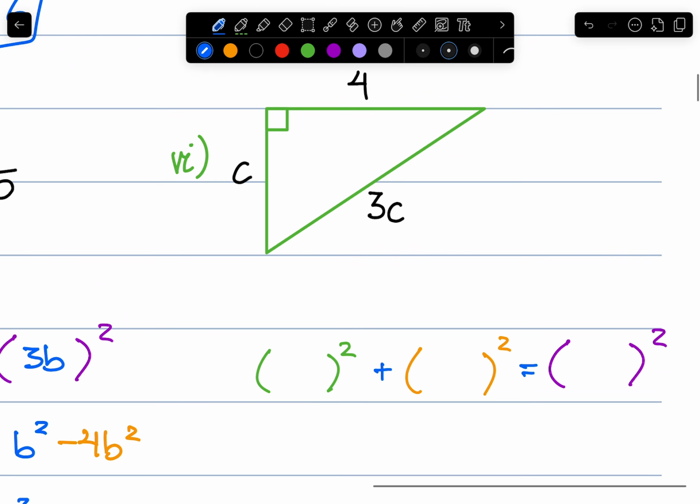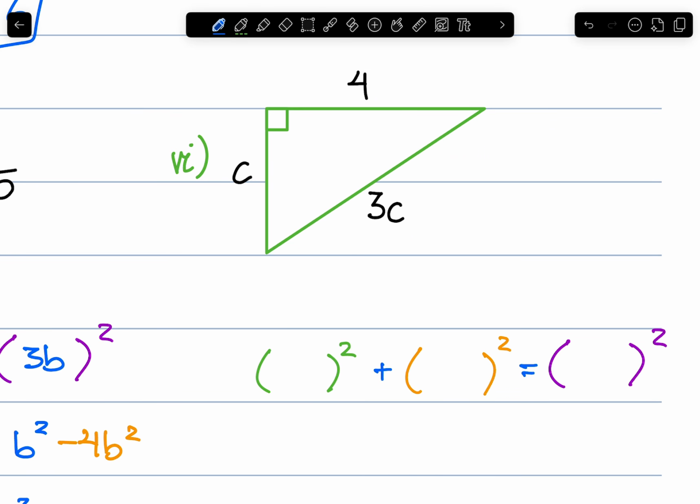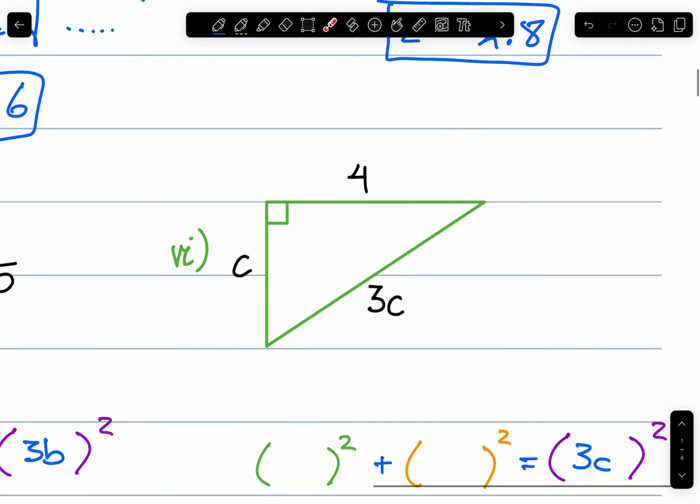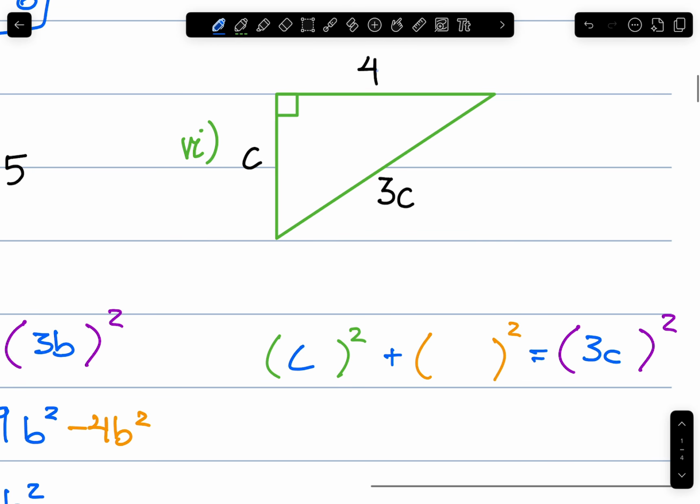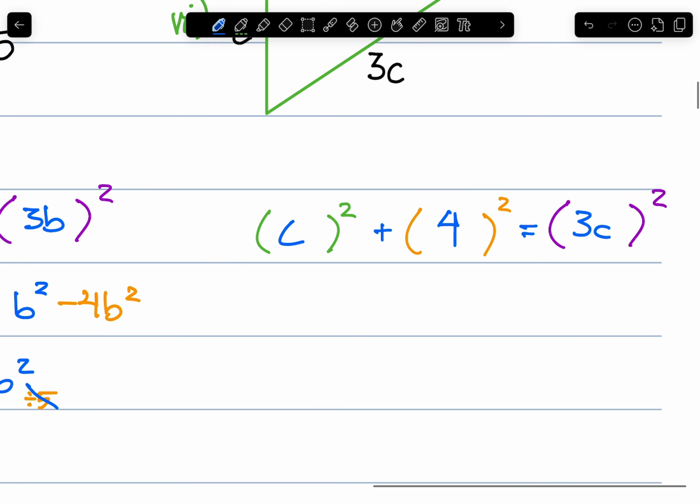Okay, let's do the last example here. 3c is our hypotenuse, so that goes here. And the other two is merely just c goes by itself here. So c, and 4 goes on the same side. The left side becomes c squared plus 16. This, I hope we're familiar now. This becomes c squared, but 3 squared is 9.